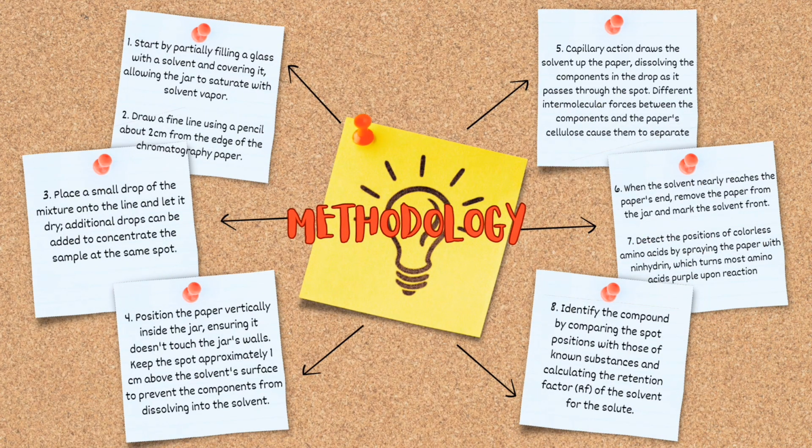For methodology, we start by partially filling a jar with a solvent and covering it, allowing the jar to saturate with solvent vapor. Then, we draw a fine line using a pencil about 2 cm from the edge of the chromatography paper. Then, place a small drop of the mixture on the line and let it dry. Additional drops can be added to concentrate the sample at the same spot.